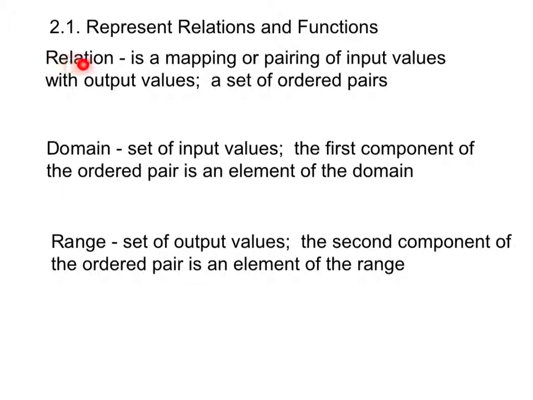A relation is a mapping or pairing of input values with output values. In other words, it's a set of ordered pairs. The domain is the set of input values. The first component of the ordered pair is an element of the domain. The range is a set of output values. The second component of the ordered pair is an element of the range.